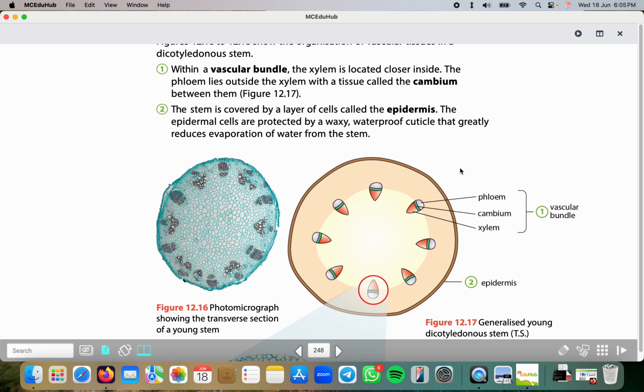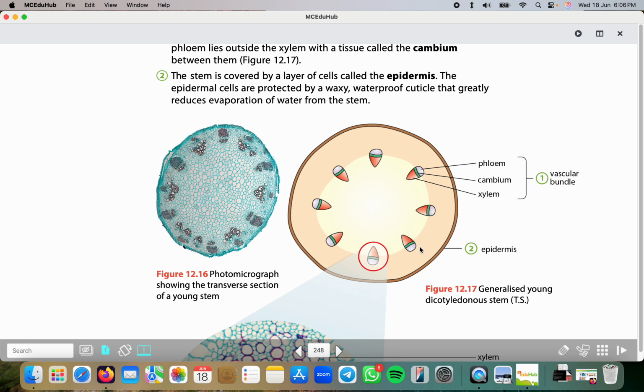Lastly, the stem is covered by a layer of cells called the epidermis. This epidermis is protected by a waxy waterproof cuticle that greatly reduces the evaporation of water from the stem. I already told you about the waxy cuticle before. The word epidermis simply means the outer layer. It's a bit similar to human skin, like an outer layer of skin.